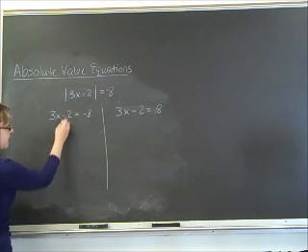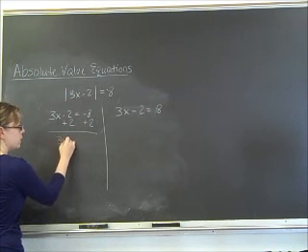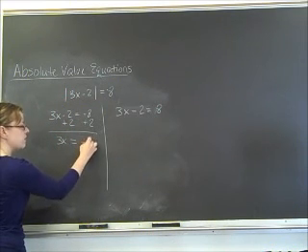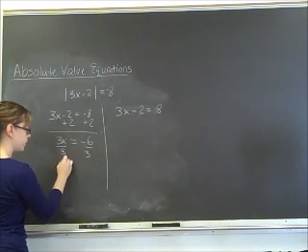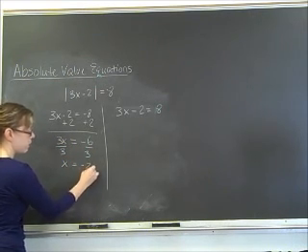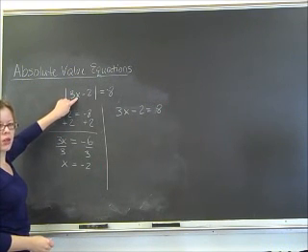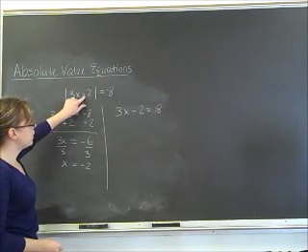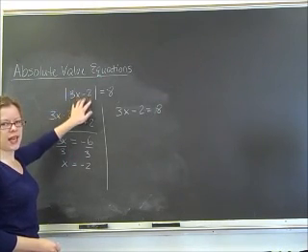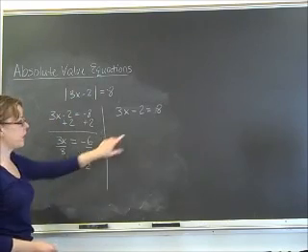So starting on the left-hand side, add 2 to both sides. 3x equals negative 6. Divide by 3. And we find that x is negative 2. If we plug this back into our original equation, we have 3 times negative 2, which is negative 6, minus 2 is negative 8. The absolute value of negative 8 is 8. So this answer works. Now we're going to do the other side.